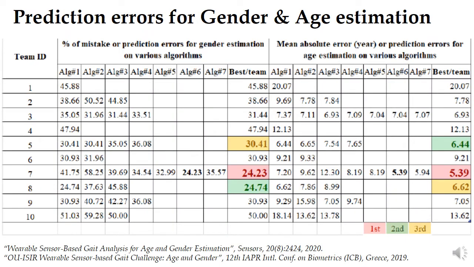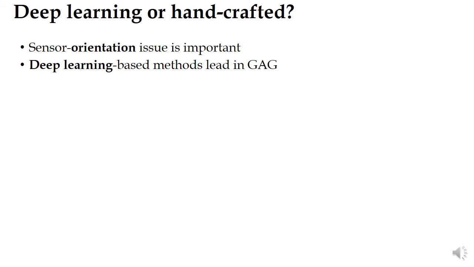So we found various different methods. What is the learning from those methods? That sensor orientation is very important, because if your sensor is located in one part, then it gives some information, but if it is in a different location, then a different kind of information. So we have to deal with this.